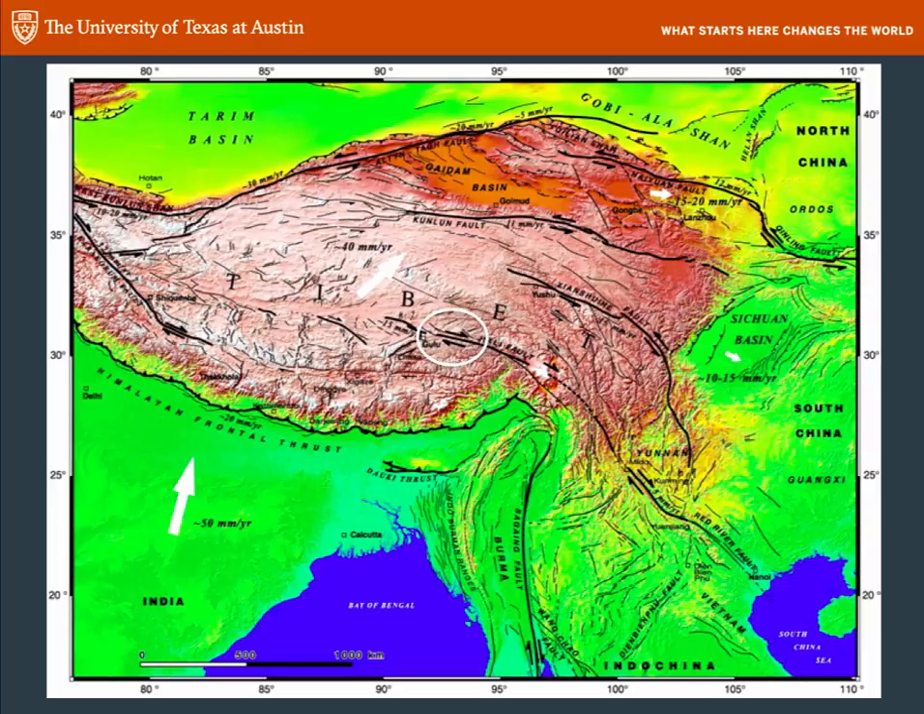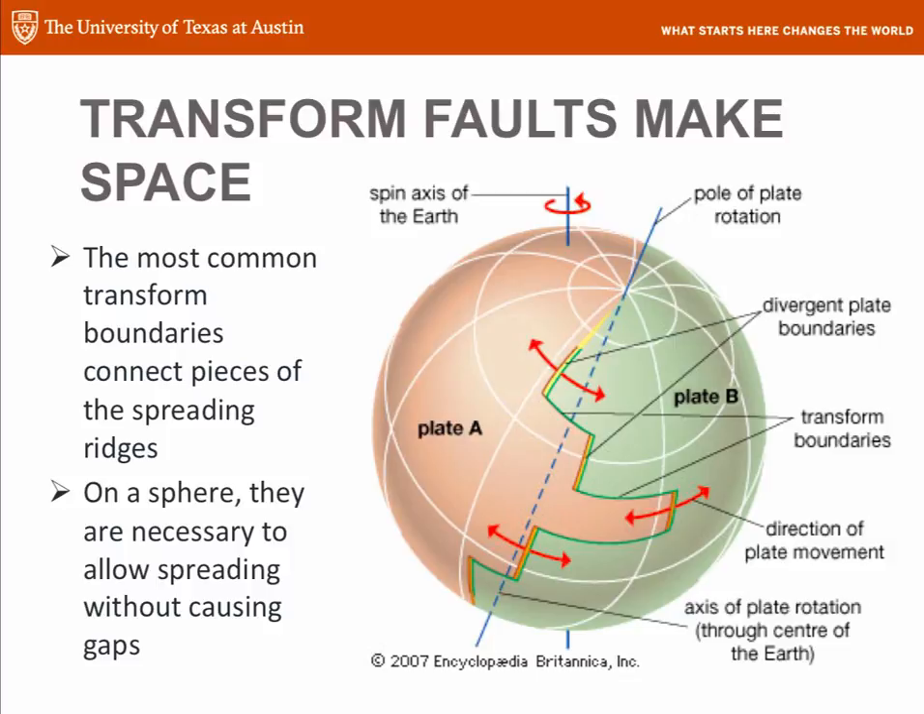Look at these double arrows. These are areas where transform faults are moving material horizontally to make room for India continually pushing into Asia. There are more than just these that I've shown here. Look around, see if you can see a few others. So transform faults make space.